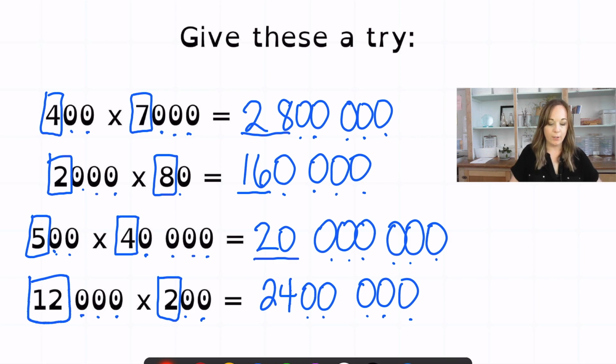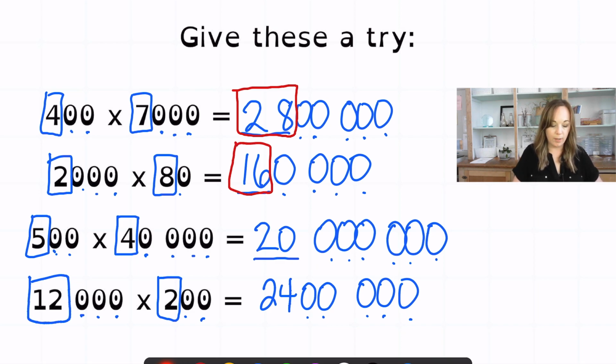Okay, here's what your answers should look like. 400 times 7,000 gives you 2,800,000. 2,000 times 80 gives you 160,000. So the 16 with 4 zeros pasted after.